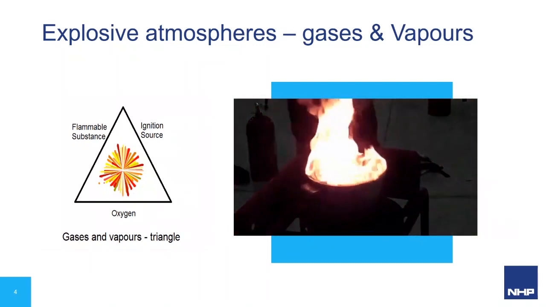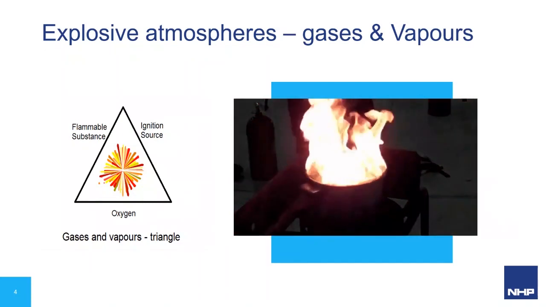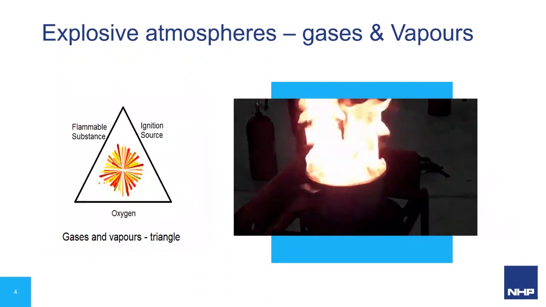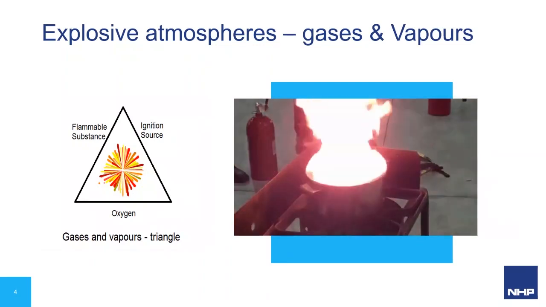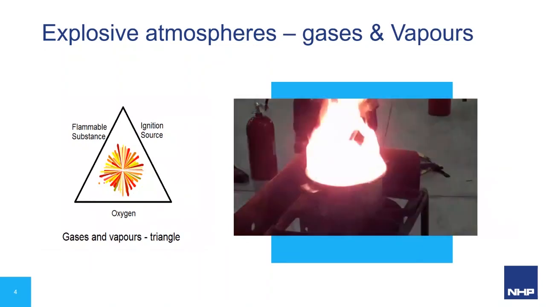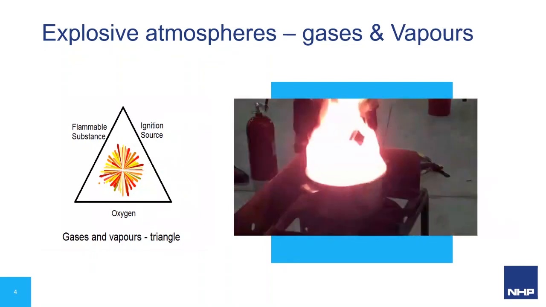And the video here just shows what happens when you take away one of the thirds of the triangle. So with the lid on, there's no combustion as you don't have any oxygen. And just so you know, the flammable liquid here is being heated up to its auto ignition temperature. And obviously when the oxygen is present in the right proportions, you then have combustion.